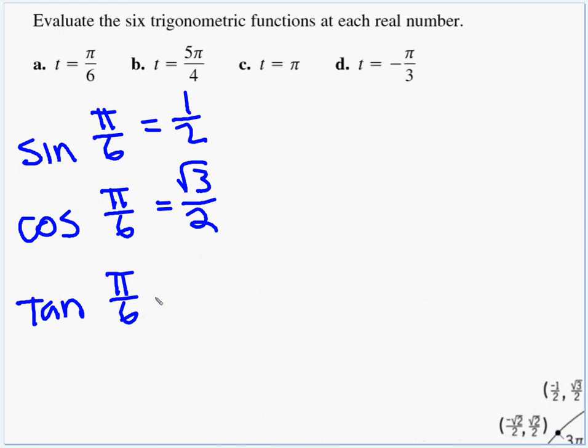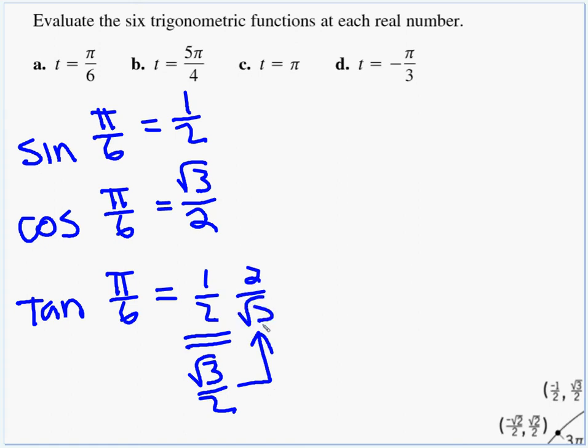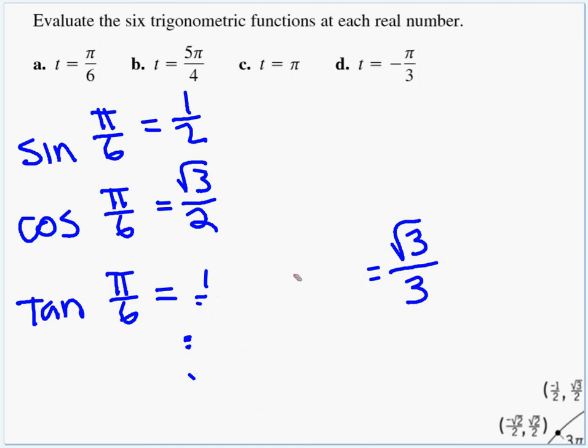Remember, tangent is sine divided by cos. So if I do sine 1/2 divided by cos root 3 over 2, how do you divide fractions? We bring it up and flip it over. We multiply by that reciprocal. That's supposed to be a 3 under that radical. So if we multiply straight across after we reduce, we're going to get 1 over the root of 3. And if we rationalize, multiply the numerator by a root 3, denominator by the same root 3, we get square root of 3 over 3.